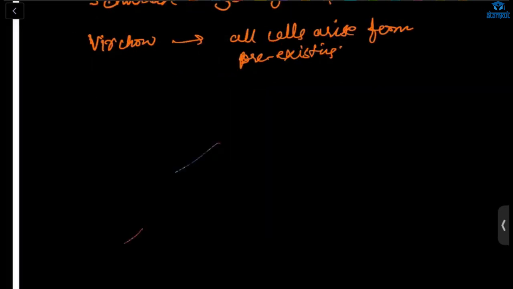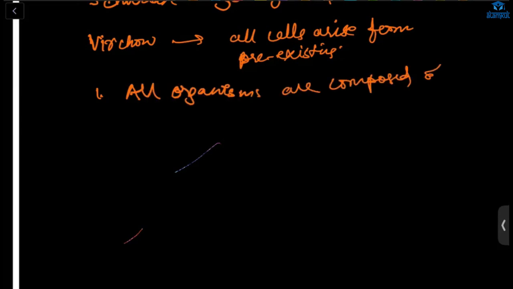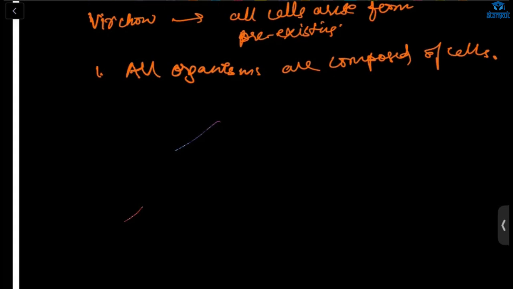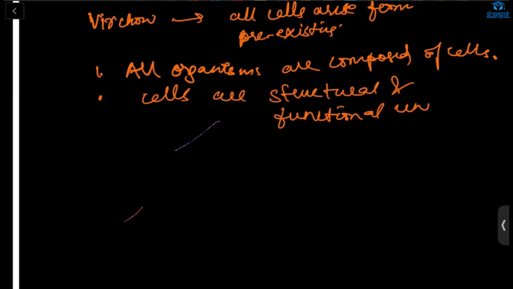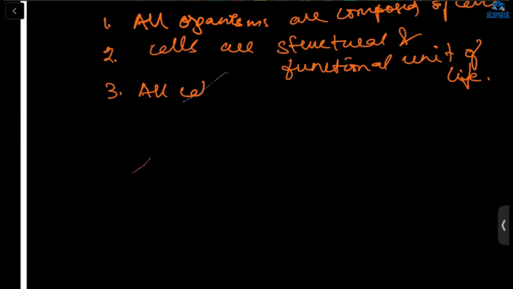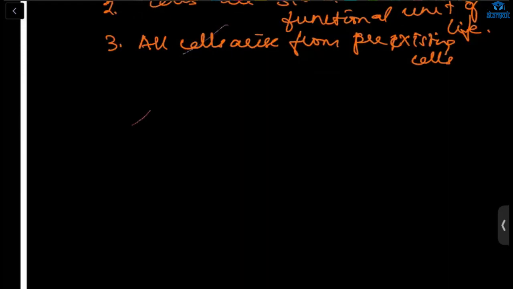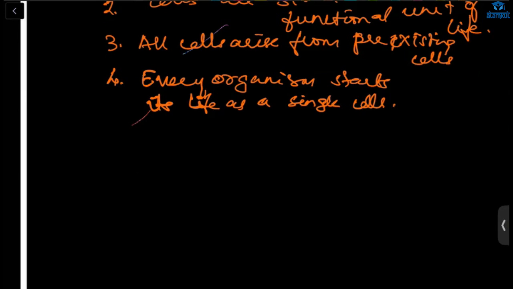So let's see the points. All organisms are composed of cells. And cells are the structural and functional unit of life. Lastly, all cells arise from pre-existing cells. And one more thing you can say: every organism starts its life as a single cell. From a single cell only we have multiple cells.